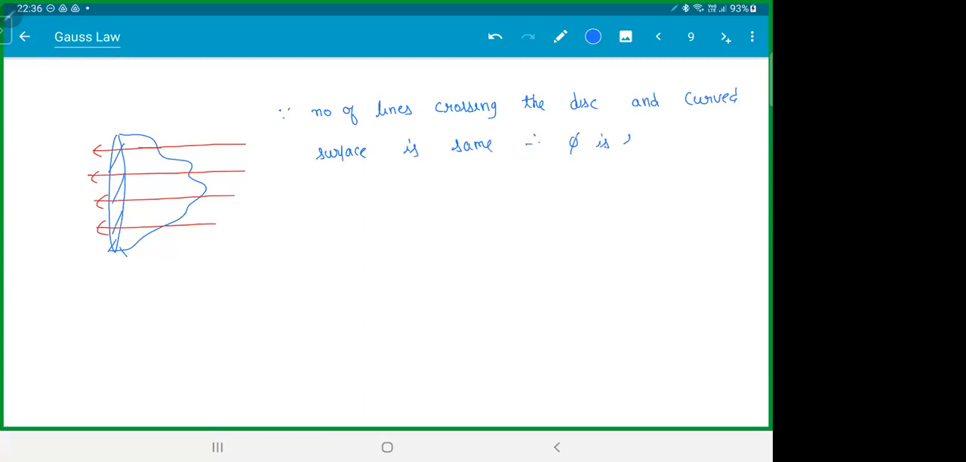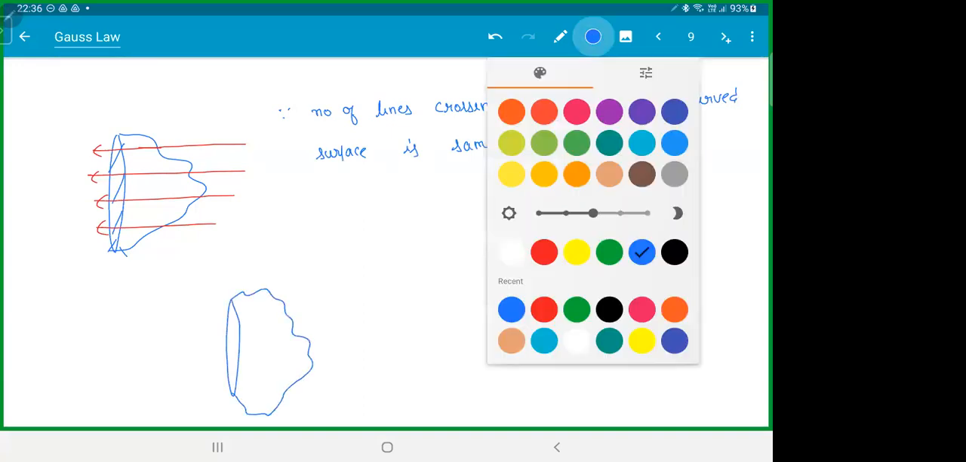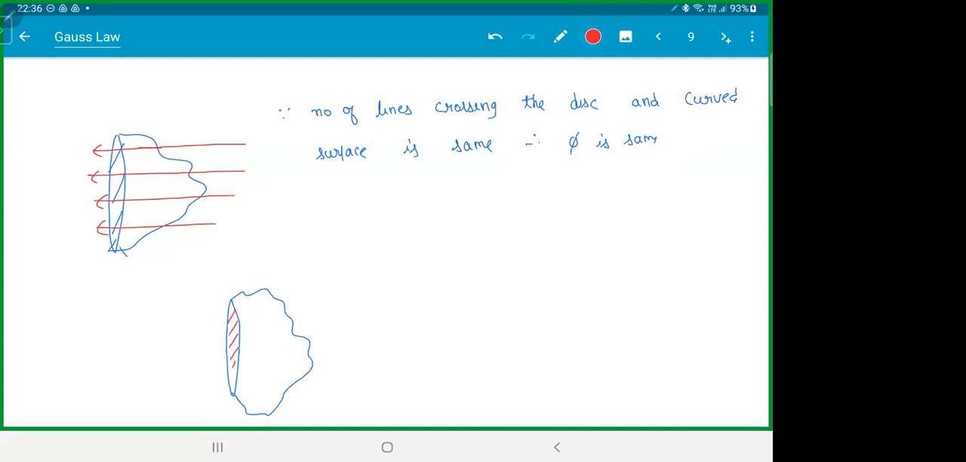Therefore, flux is same. So if you got something like this, and if you give me some random curve, it doesn't matter. You can just take this projected area and finish it off. But again, it works only for uniform field. Therefore, flux is equal to E into projected area. E has to be constant.